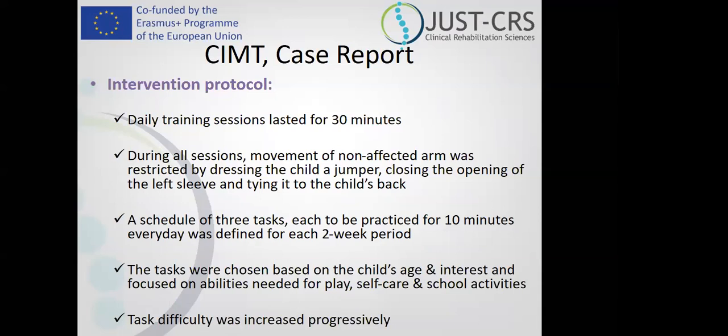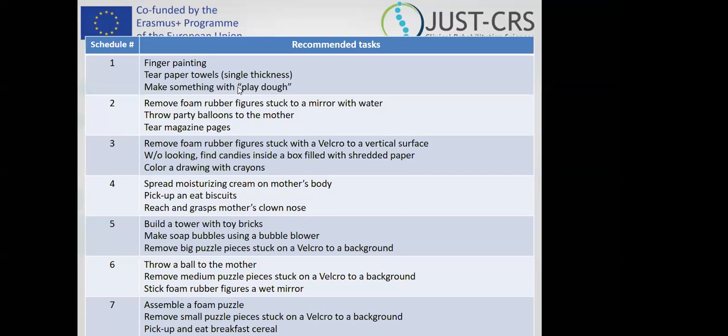So after 2 weeks the tasks are changed, but the session remained 30 minutes. The tasks were chosen based on the child's age and interest and focused on the abilities needed for play, self-care, and school activities. The task difficulty was increased progressively. For example, we have these recommended tasks. Of course, the child had 7 schedules. Each schedule is for 2 weeks, and each schedule contained 3 tasks.